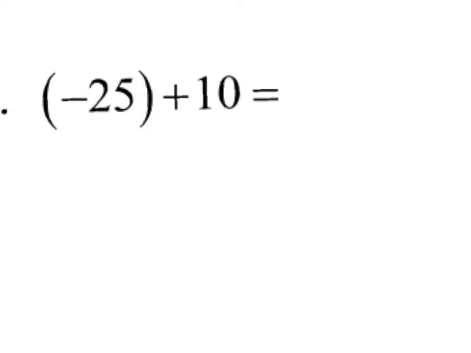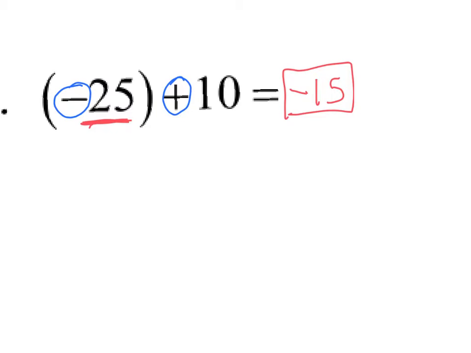So let's try another example. We have -25 plus 10. The negative is inside the parentheses, so it's -25 and 10 is positive. So they have different signs. So you subtract the numbers and you keep the sign of the biggest number. 25 is the biggest one. So the answer is negative, and when you subtract, it is 15. -15.